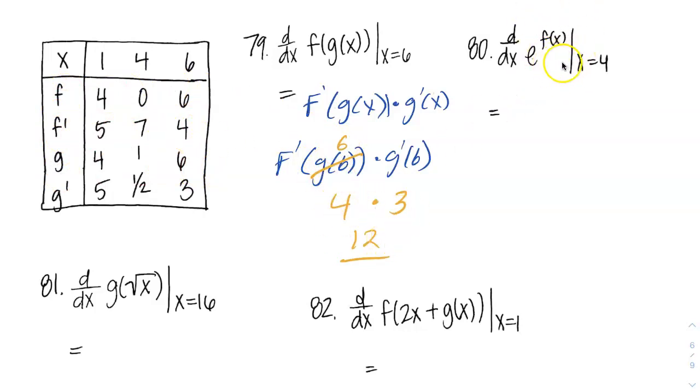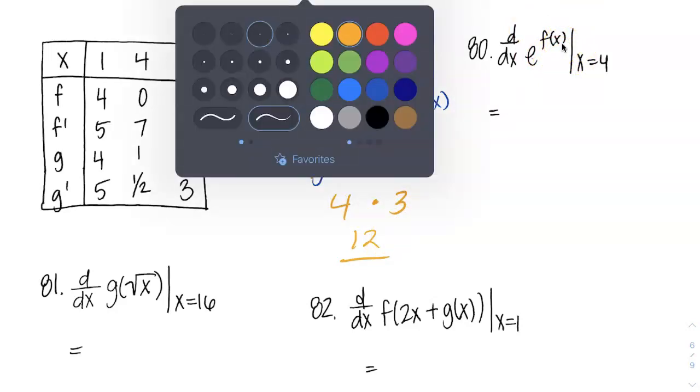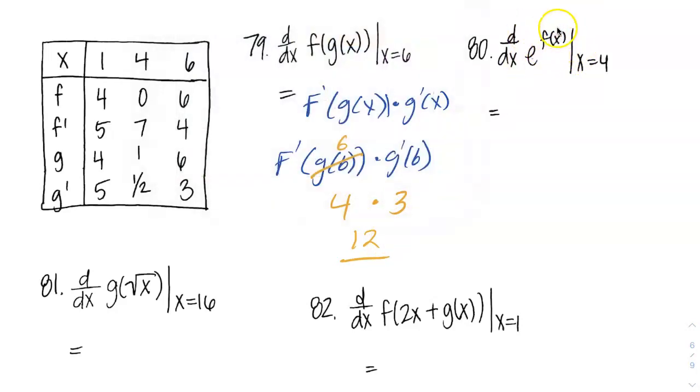Same to the next one. Hey, look at it. It's an E and F, the two easiest ones. Right? Remember the way we do E's? You copy it, and then times by the derivative of the power. Derivative of the power, f prime of x. Okay. And then now we're going to sub in the 4. So I get e to the f of 4 times f prime of 4. Right? We're just plugging in the 4 for the x.